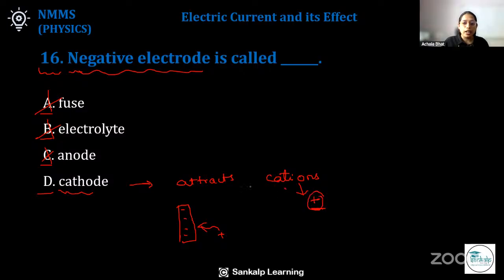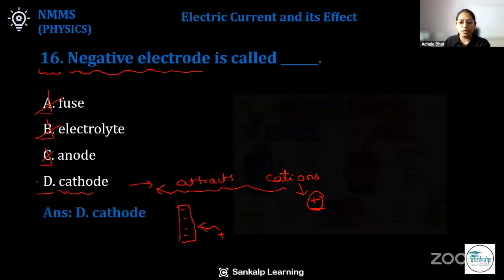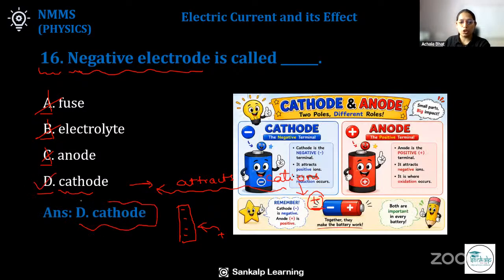Electrode which attracts cations or positive charges is called, yes, D. Cathode. Option D. Cathode is the correct answer. It is the negative terminal. It attracts positive ions.